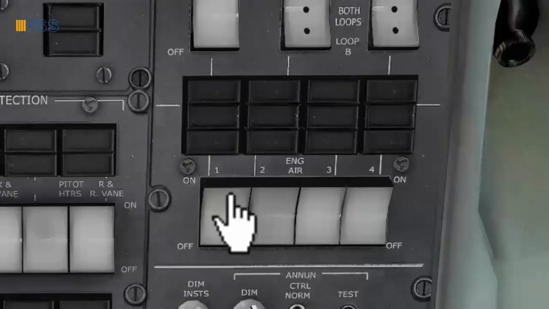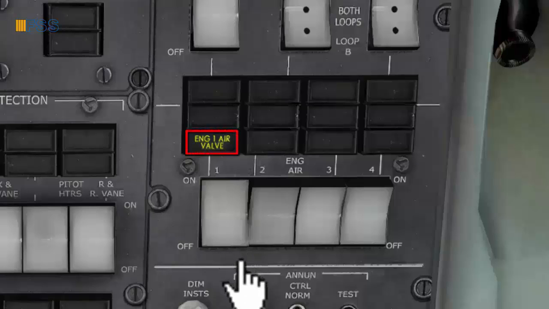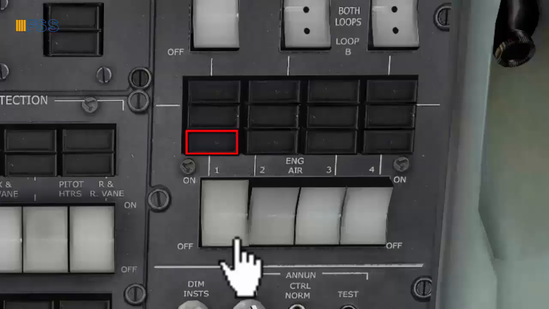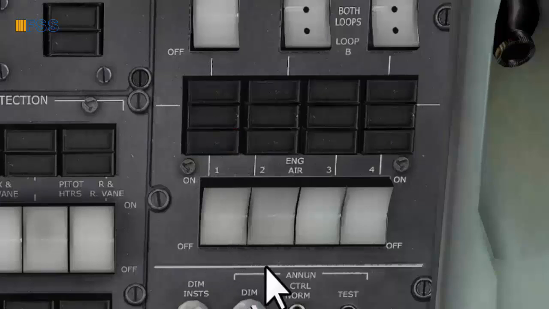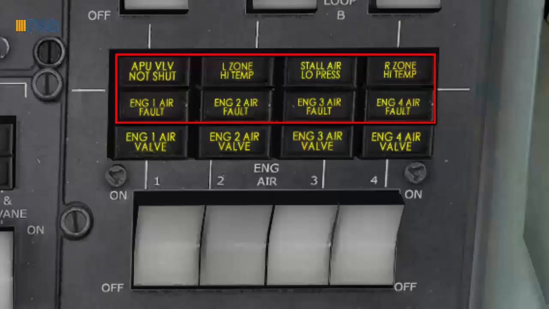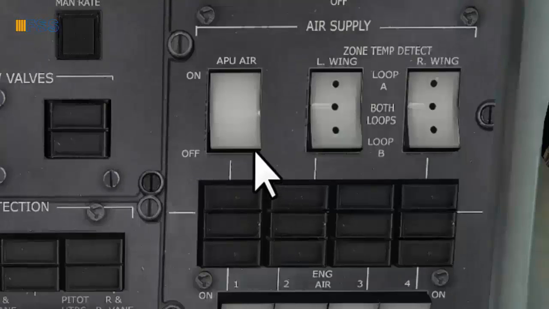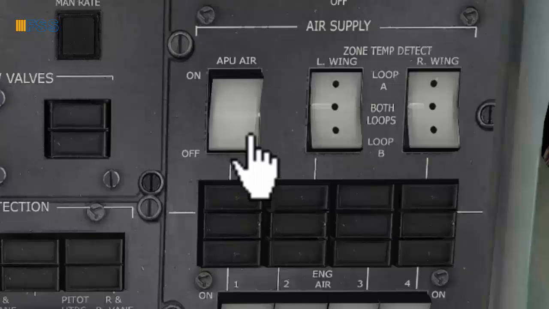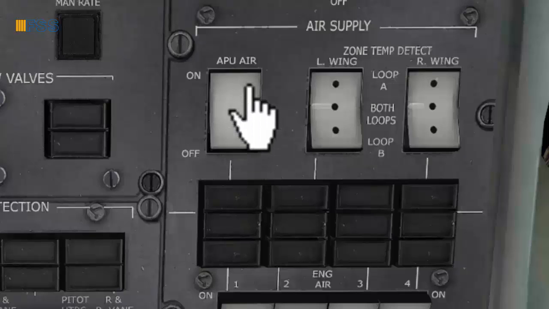Selecting the switch to either on or off will cause its associated engine air valve amber light to illuminate briefly then extinguish. Other annunciation lights are related to abnormal conditions which are not simulated by QUALITYWINGS AVRO. APU air is controlled by an on-off switch which works in the same way as the engine air switches.